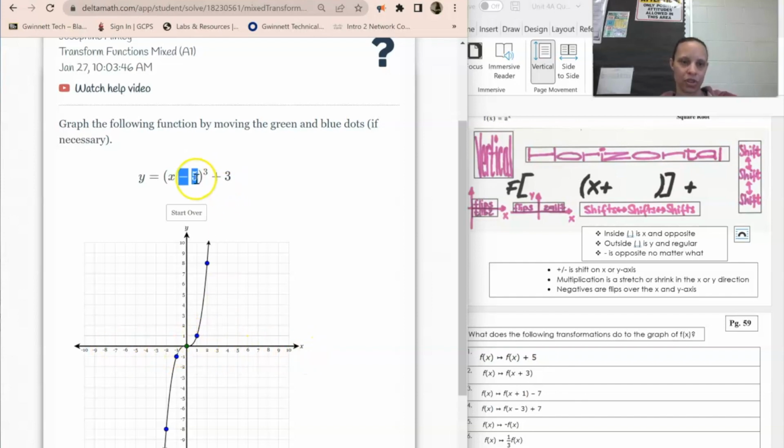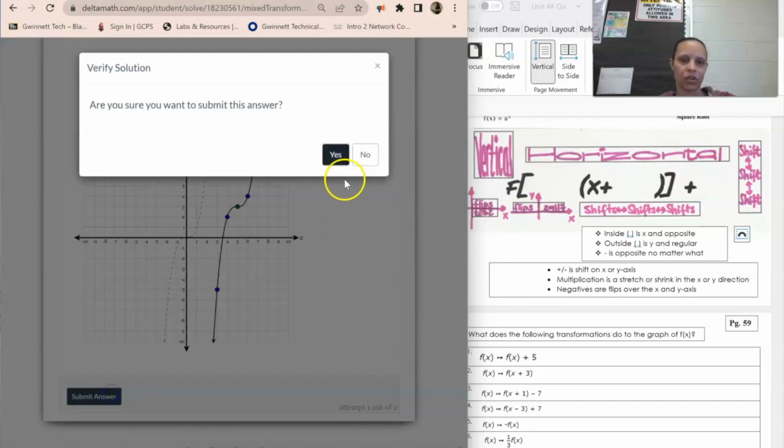An opposite of what you think. -5, I would think go this way, but I'm really going to go this way. So I'm going to shift it 5 to the right. +3 outside, okay, adding and subtracting is still a shift. So outside is y regular. So whatever I think, so I think in the y direction, +3 is going to take it up 3. And that's all you're doing.